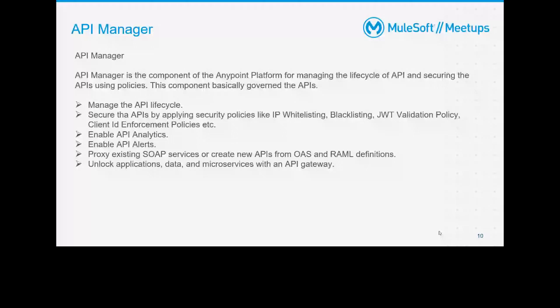You can secure the API by applying security policies like IP whitelisting, blacklisting, JWT validation policy, and client ID enforcement. Sometimes we talk about security at the edge, right? So you can secure your API at the edge using API Manager policies. You can also enable API alerts and API analytics. Also, you can enable an API proxy, or proxy existing SOAP services, or create new APIs from OAS and YAML definitions. So generally, if you have non-MuleSoft APIs and you need to enable API governance on top of that, you can proxy that API basically.